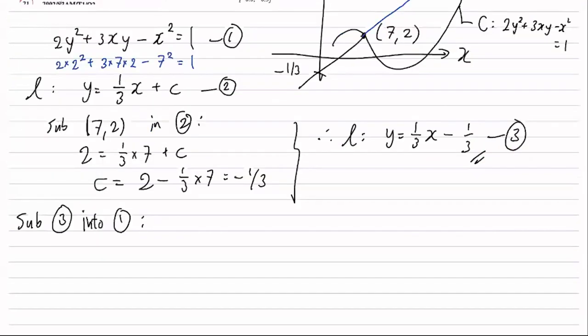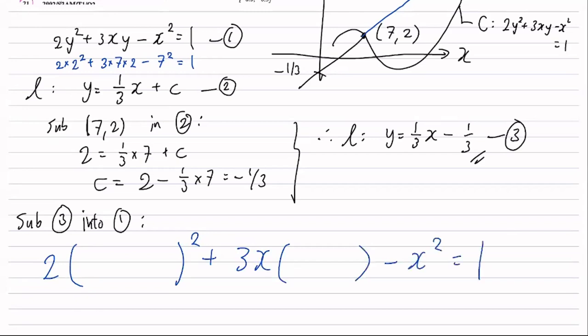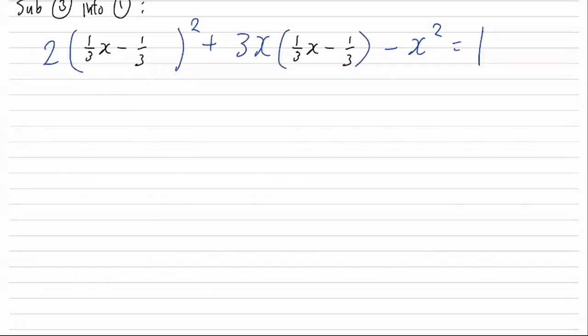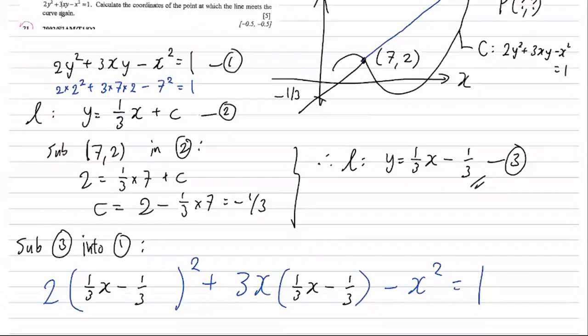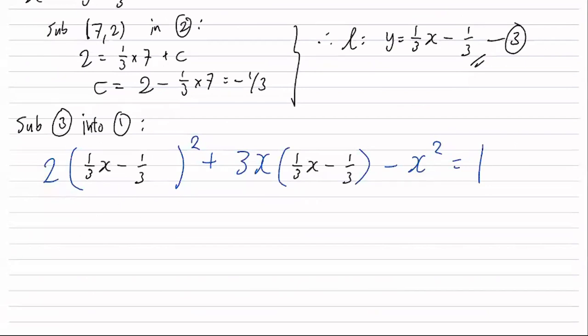So everywhere you see a y, just replace. 2 times y squared plus 3 times x times y minus x squared equals 1. So now you replace everywhere that you see y with 1/3 x minus 1/3, sorry. Then you proceed to solve for x. Of course, later on, you have to reject x equals 7. You want the other point. There will be a 7 in our solution.